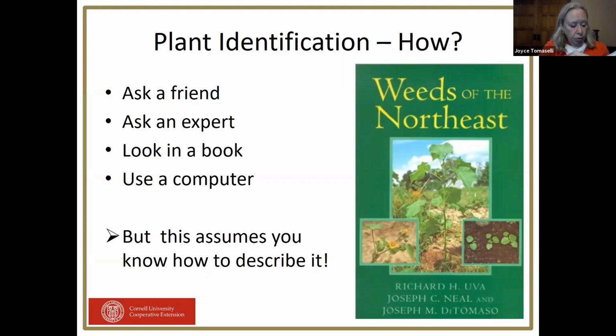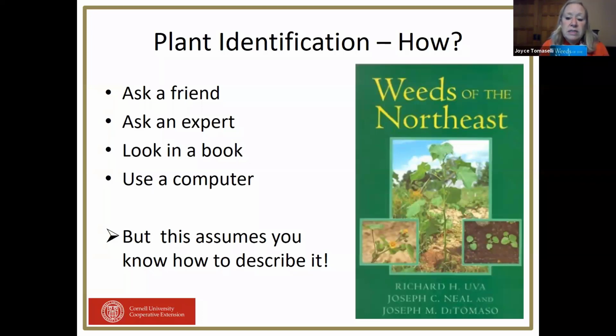When you look in a book, you can look at all the different grasses that might be growing in the Northeast, and you can see all the choices that you need to consider. Compared to if you use a computer and say, what is this weed? Well, that's not going to get you anywhere. You can say, what is this grass of the Northeast? And often you're going to get articles written about something compared to information about it.